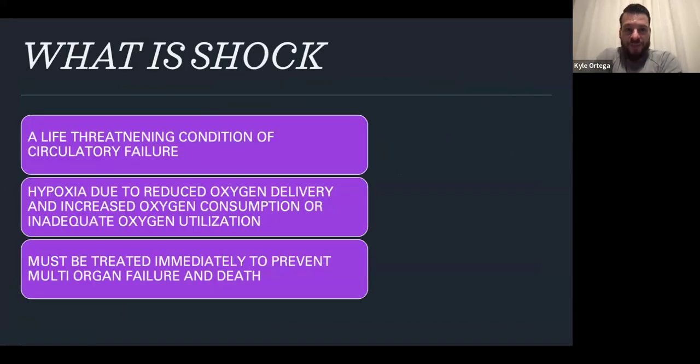All right, so what is shock? It's a life-threatening condition of circulatory failure, hypoxia due to reduced oxygen delivery and increased oxygen consumption, or inadequate oxygen utilization. It's got to be treated immediately to prevent multi-organ failure and death.